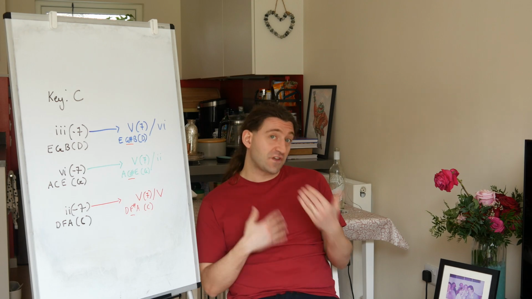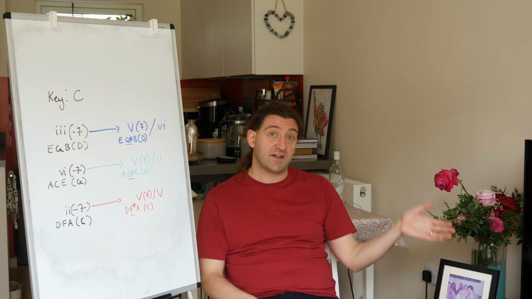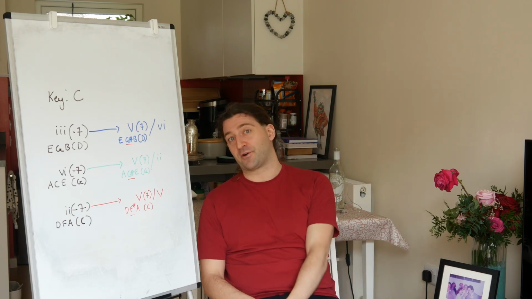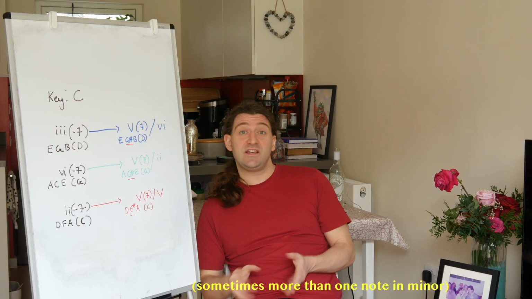Because we're moving through the circle of fifths, we can take this principle and apply it to any of the other minor or minor 7th chords in our progression. The 3 minor 7 becomes the 5-7 of 6, the 6 minor 7 becomes the 5-7 of 2, and then we land back on our 2 minor 7 becoming the 5-7 of 5, all through only changing one note. We can mix and match these like this.